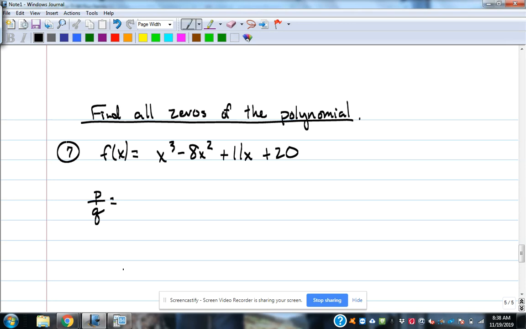So our constant term is 20, and our leading coefficient is 1. So that makes making that list easier, right? Because you know it's only going to be the factors of 20. So our factors of 20, we don't even have to do the fraction stuff for this one. So the factors of 20 are 1, 2, 4, 5, 10, and 20.